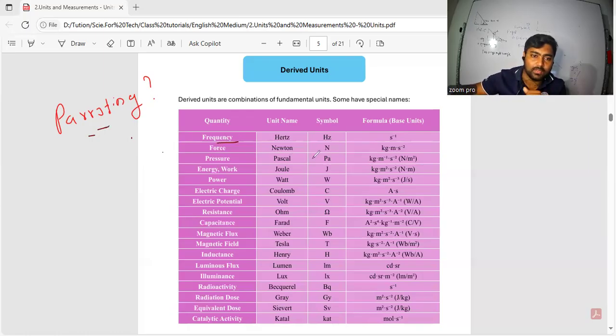Frequency, then unit name hertz, symbol Hz. Force, Newton, capital N. You don't think how this N becomes capital, why this is called Newton, what the formula is and how this formula comes about. You don't search or try to find how this comes. You just copy and write. In this kind of thing, you don't need to do parroting; when you are dealing with the units and formulas, they will be retained in your mind.